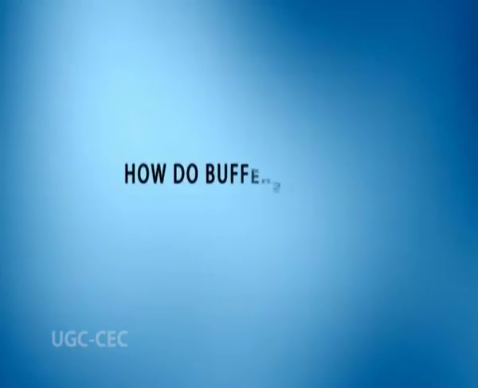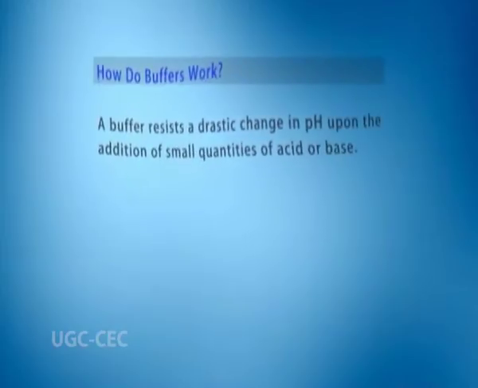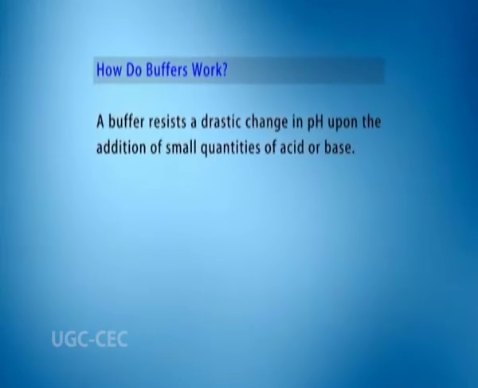Now, how do buffers work? A buffer resists a drastic change in pH upon the addition of small quantities of acid or base. To understand this, we will use an acetic acid sodium acetate buffer as an example. If a strong acid such as HCl is added to this buffer solution, the added hydronium ions react with acetate ions and are removed from solution.